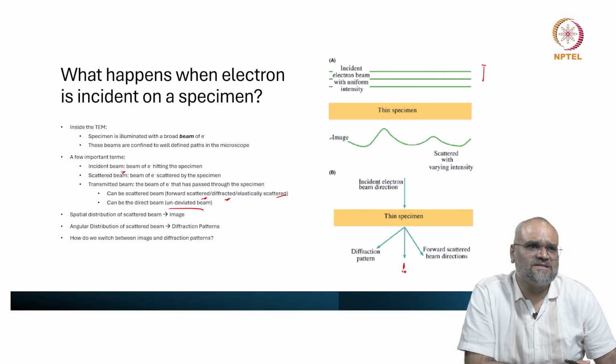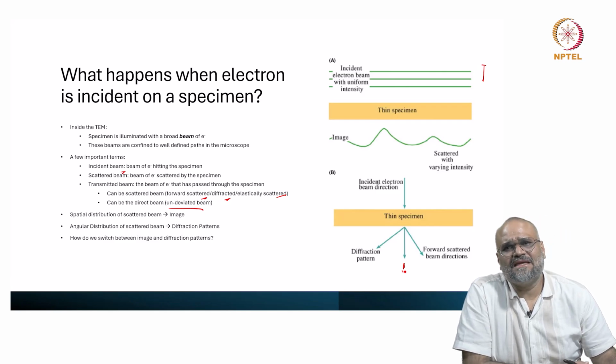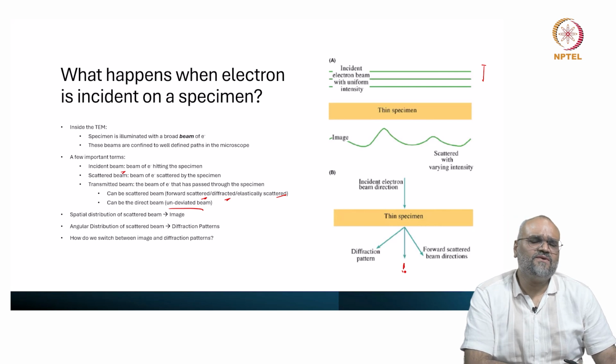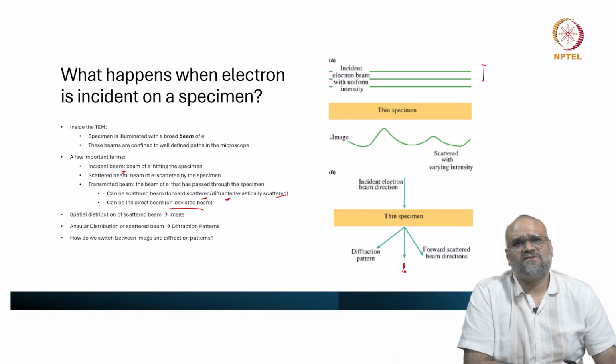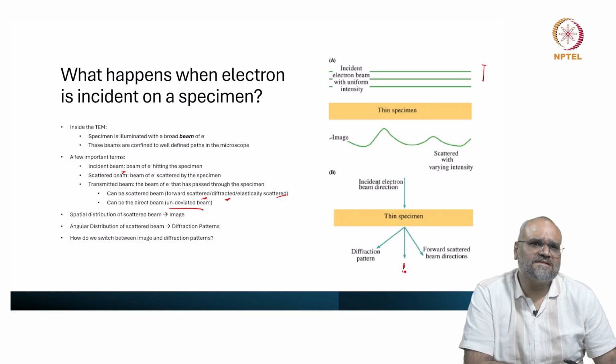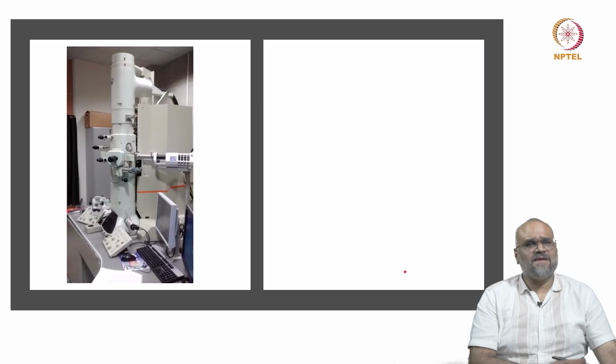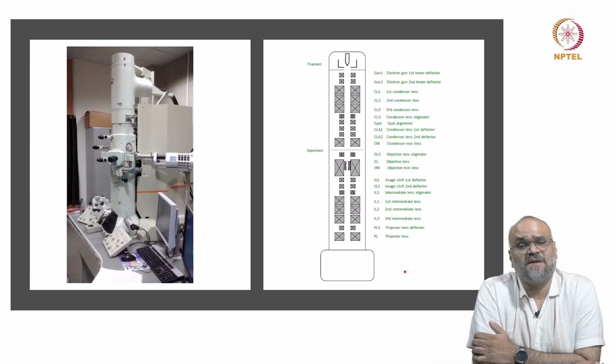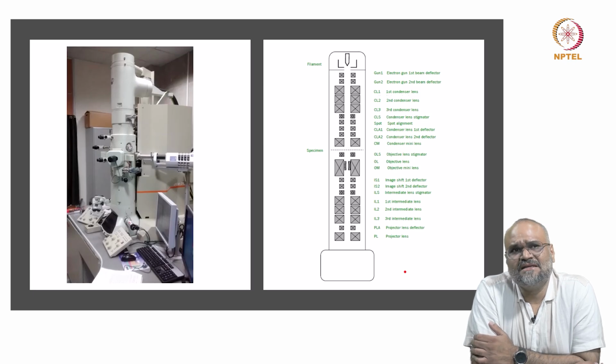So this brings me to the question, how do we switch between images and diffraction patterns in a transmission electron microscope? This is an important question which would give you an idea of how the microscope is constructed and why a few apertures are placed at specific locations along the axis of the microscope. So let us look at the image of a microscope and also the ray diagram. Let me bring back the question that we started this discussion with. How do you switch between an image and a diffraction pattern?